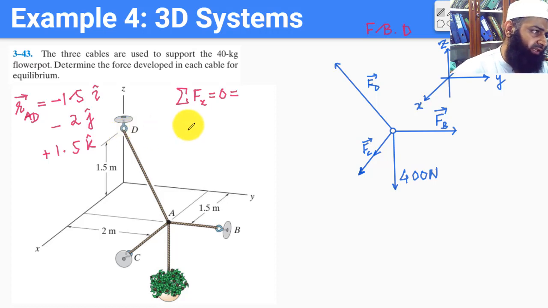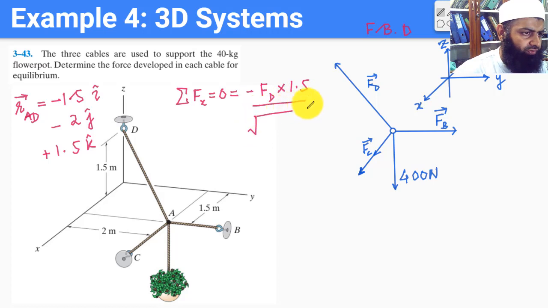So the x component of this force Ft would simply be equal to minus Fd times 1.5 divided by the square root of 1.5 squared plus 2 times 2 plus 2 squared.